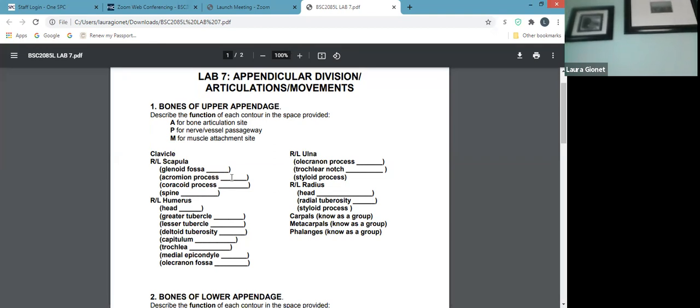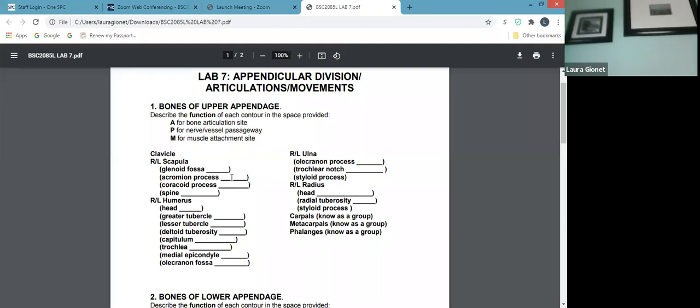Then we have the distal end of the humerus. You have two areas of articulation. You have the capitulum, that is the more lateral aspect of the end of the bone, and the trochlea, which is toward the medial side. All right. Both of those are A for articulation, because at the capitulum, the head of the radius will articulate with it, and at the trochlea, the ulna articulates there.